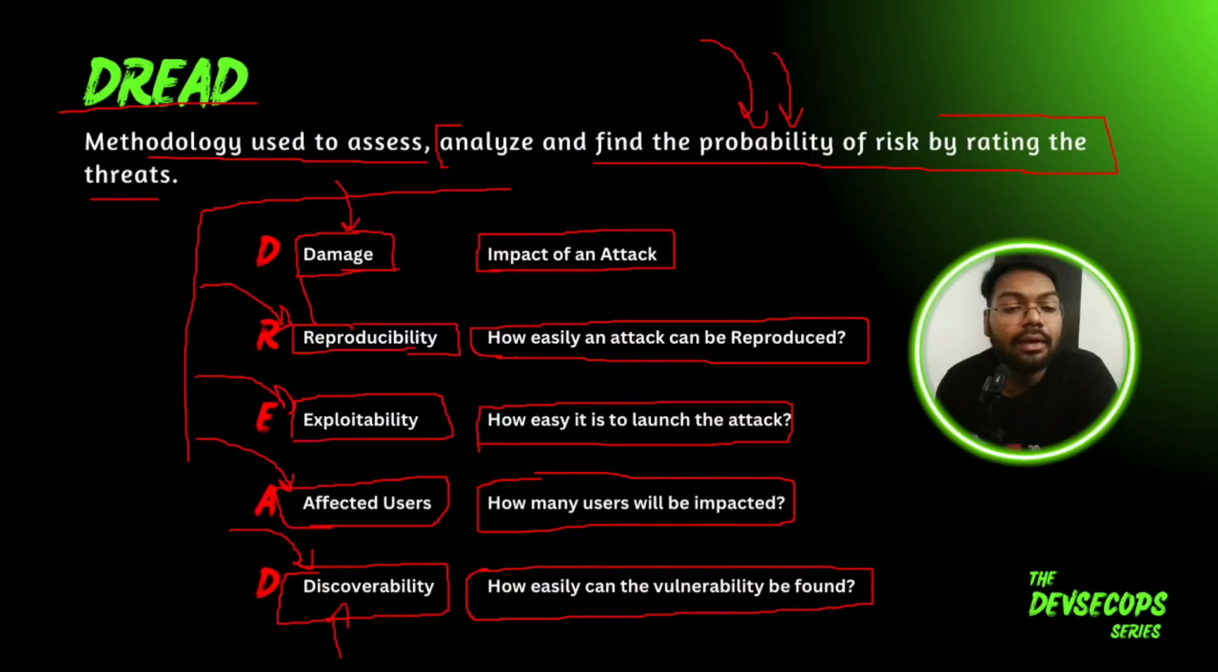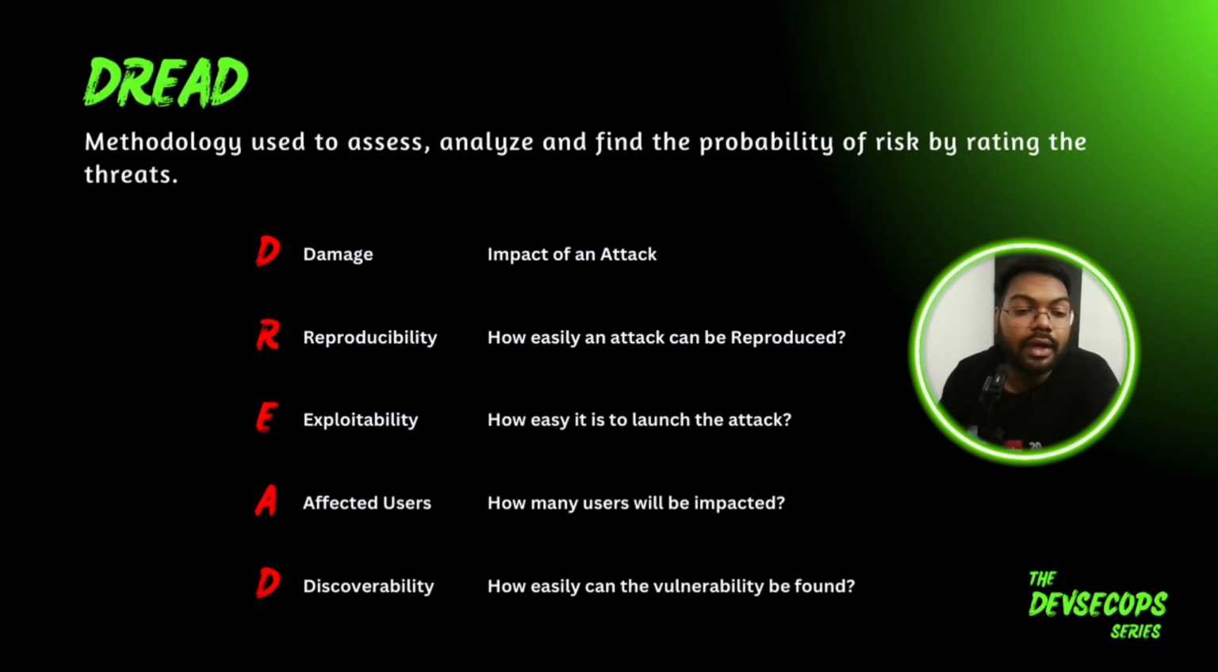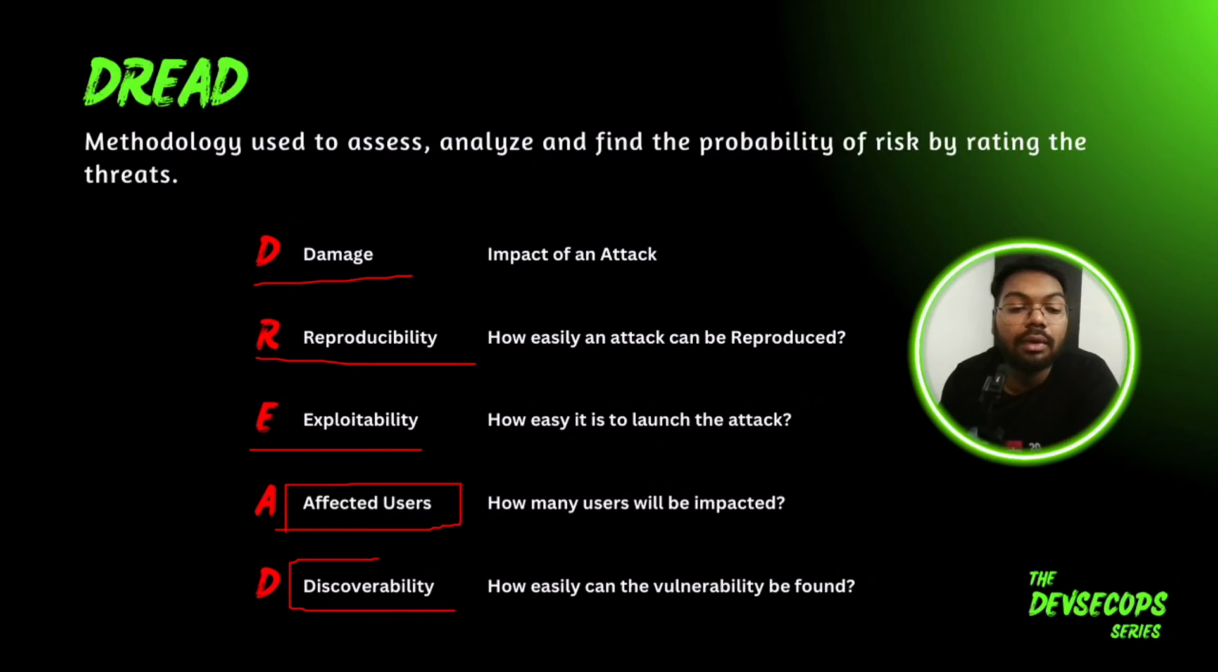These are the different parameters you have to think about when you analyze and say that a particular type of vulnerability is very critical. Why is it critical? Because it can damage you more. It can be reproduced again and again, it can be exploited easily, it can have a long list of affected users, and it can be discovered very easily. That is the framework you can use to assess and analyze the potential risks you have.